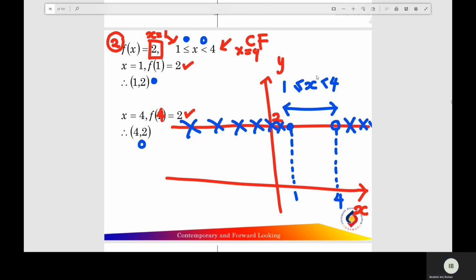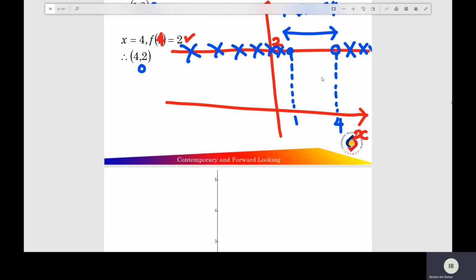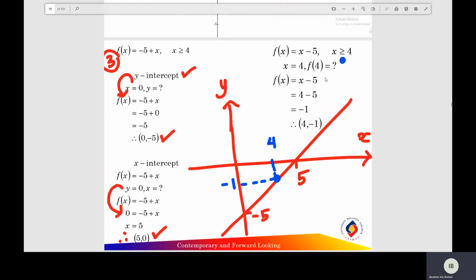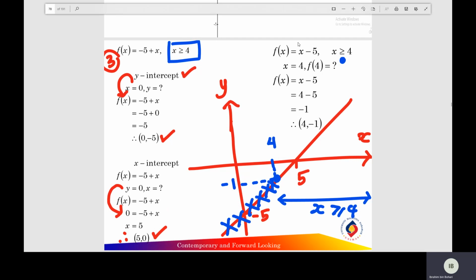Okay, and then number 3, the linear function. The domain is greater than or equal to 4. So greater than or equal to 4, start from here: 4, 5, 6 to positive infinity. This one is defined for x greater than or equal to 4, and here you cancel this part of the function. You just pick the half of the linear function.